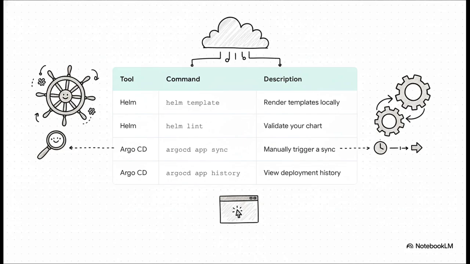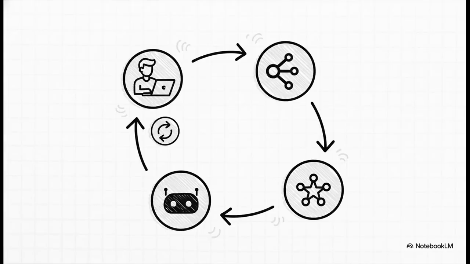And look, to make this real, here are the commands you're actually going to be using every day. This is your toolkit. The Helm commands are your best friend for catching mistakes before you ever commit anything. And the Argo CD commands are your control panel for those moments when you need to manually interact with a deployment. And that's it. We did it.